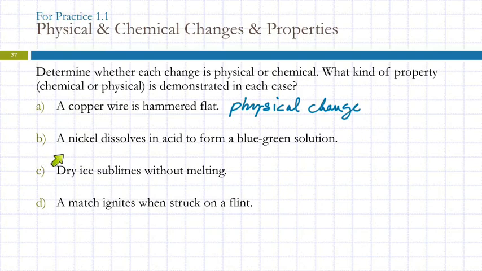Let's look at B. A nickel dissolves in acid to form a blue-green solution. So this one can be a little trickier. So it says that it dissolves, but nickel here, we actually mean the coin. A nickel dissolves in acid. And it's forming a blue-green solution. So what's your best guess? That's going to be a chemical change.